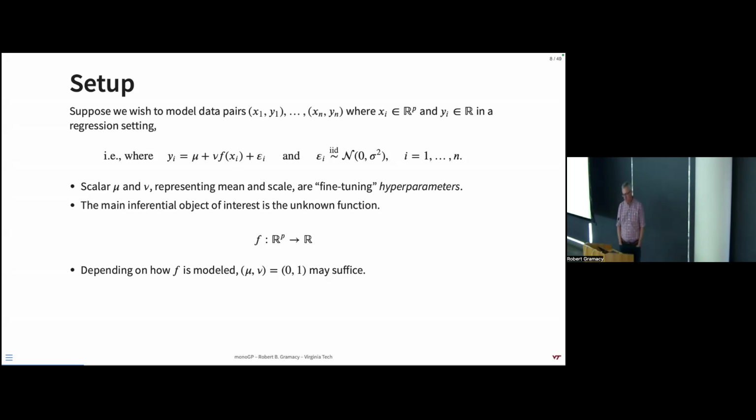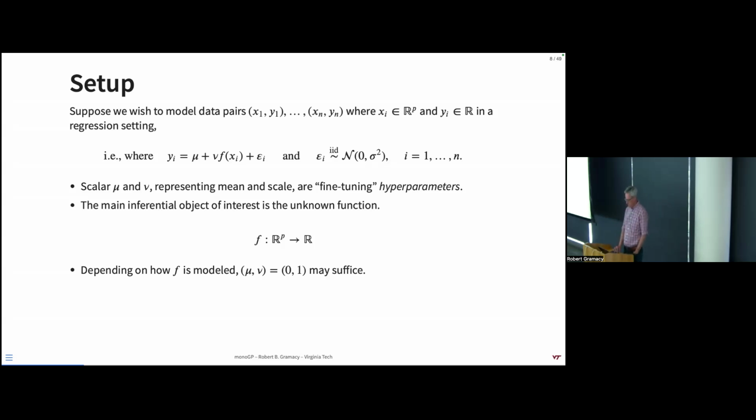So suppose I want to model data. I'm thinking about it in a regression context. I have pairs of x and y. X can be in any input space, and y for this talk is going to be scalar, but I think you can generalize it to other situations. And I'm going to model the y's as an unknown function of the x's. The unknown function I'm calling f, and I've got some parameters mu and nu that center and scale the function. And then I've got some IID errors, epsilon.